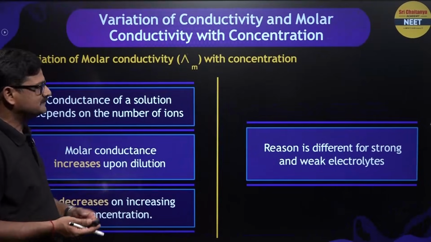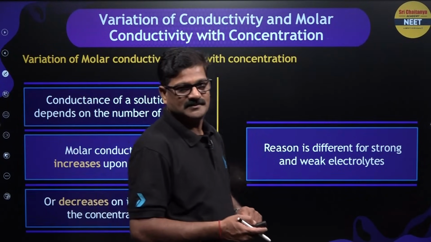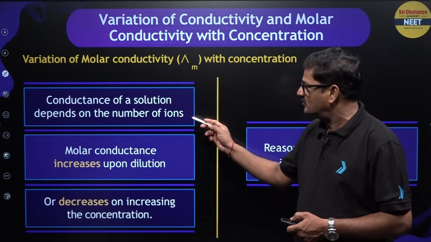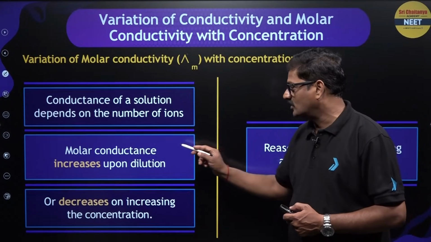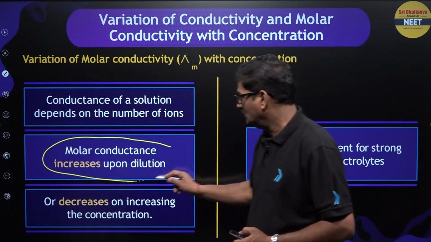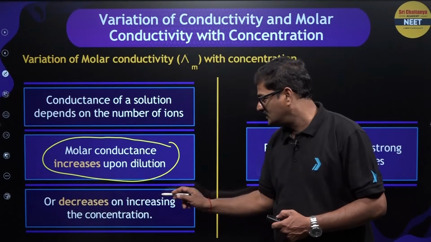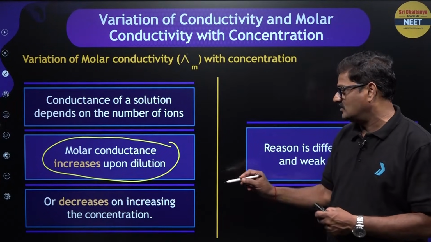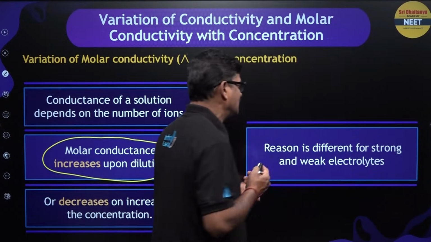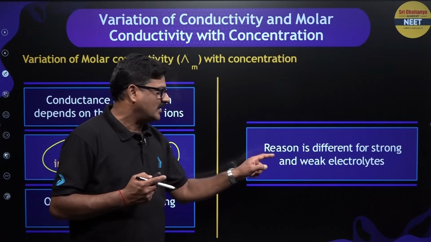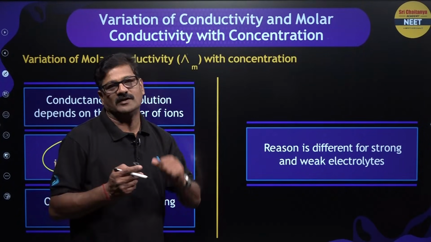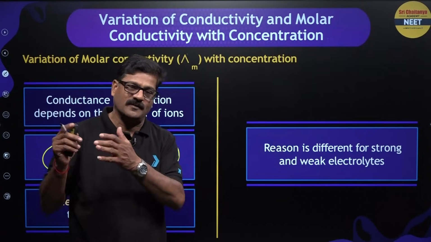And talking about molar conductance. So what happened? Conductance of a solution depends on number of ions. Of course, molar conductance increases upon dilution. ये उल्टा क्यों? It increases on dilution, on decreasing concentration. Yes, of course, the reason is different for electrolytes. For the strong electrolyte का अलग होगा, weak electrolyte का अलग होगा, but दोनों increase होगा.